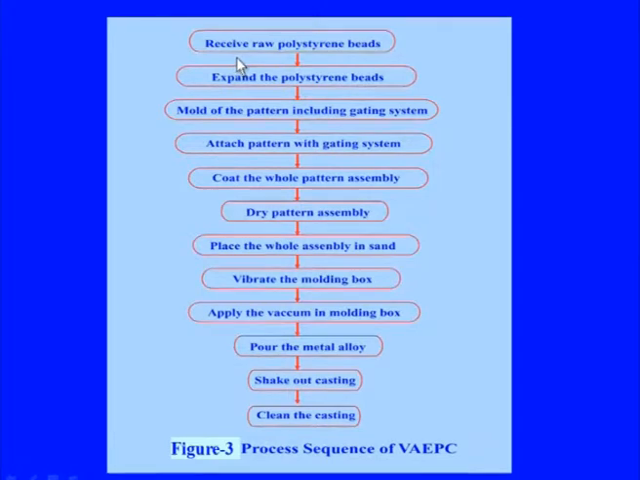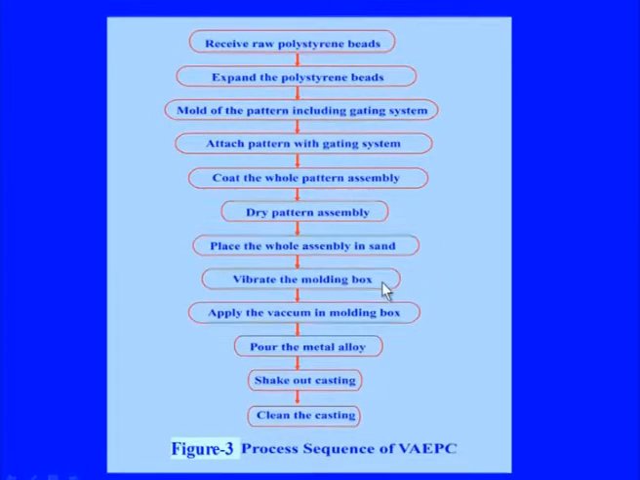In the first step, raw polystyrene beads are received, they are expanded, then the mold of the pattern including the gating system is made, then the pattern is attached with the gating system, and the whole pattern assembly is coated. In the next step, the pattern assembly is dried, then the entire assembly is placed in the sand.